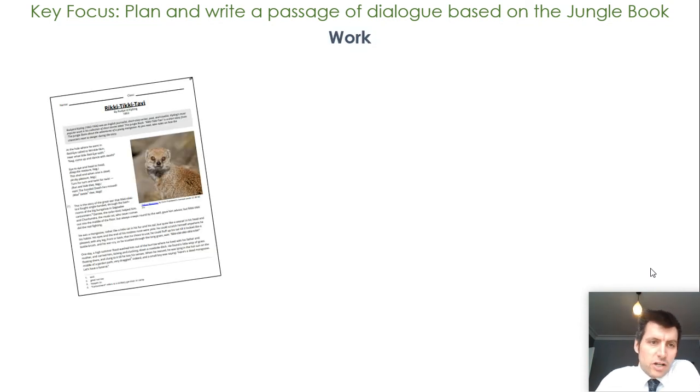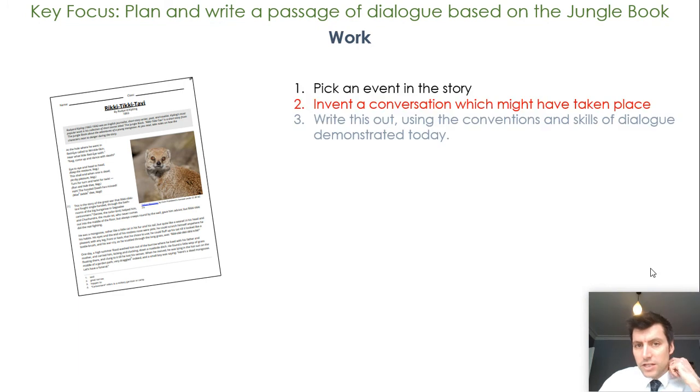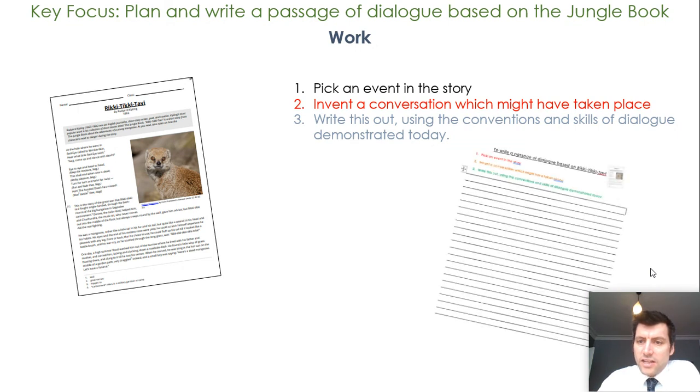What you're going to do then is you're going to look through Rikki-Tikki-Tavi again. You're going to pick an event from within the story. You're going to invent and make up a conversation which could have taken place. Write this out, use the conventions and skills of the dialogue that we've demonstrated today, and then you're going to complete that on the lined grid that's under there. I can't wait to see those guys. A good piece of dialogue writing. Try and fill up that space. Think of some really interesting actions and verbs and adverbs to utilize. I really do look forward to seeing that.